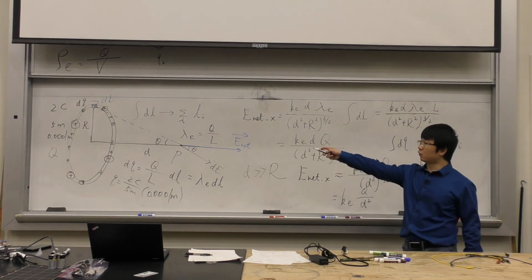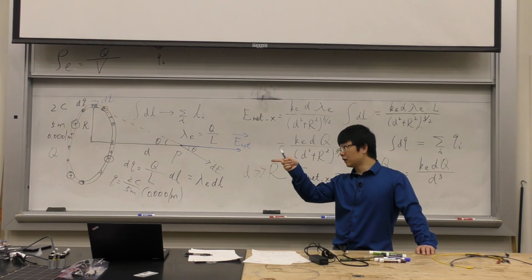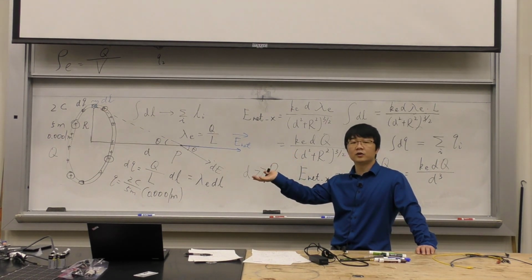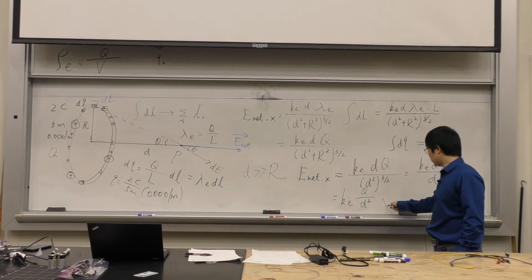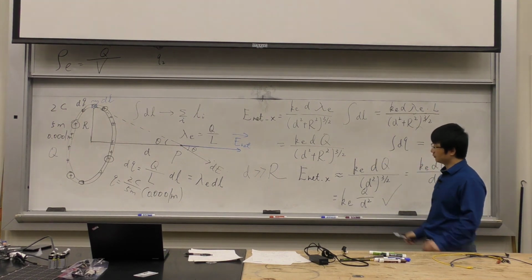When you're really far away from the ring, you look at the ring, it looks like a point to you, right? You can't even tell the size of the ring. So this does make sense. So that's one way to check if this answer makes sense.